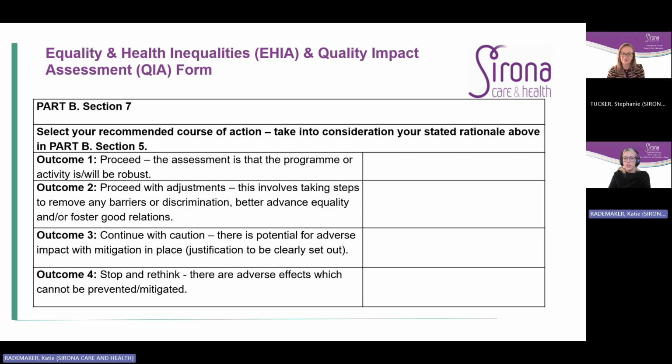Outcomes 1 and 2 mean you believe you can go ahead with the proposal, taking steps where needed to mitigate any negative impact. If you assess as outcome 3, continue with caution as you need to justify why you would go ahead if there are clear risks to certain groups, even with mitigations in place. If you assess the outcome as 4, you need to stop and rethink your approach because the adverse effects can't be resolved or mitigated against.